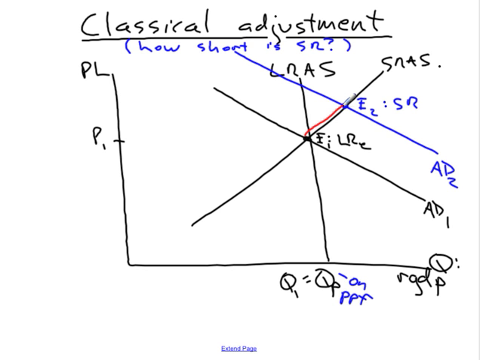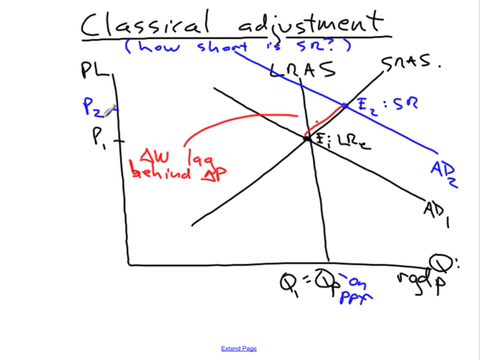The SRAS tilts because of the lag between prices and wages, because wages go up more slowly, lag behind inflation, the change in price level. Price level has risen up to P2, but because of annual contracts, the nominal wage has not yet risen.